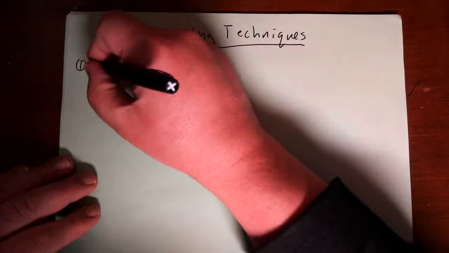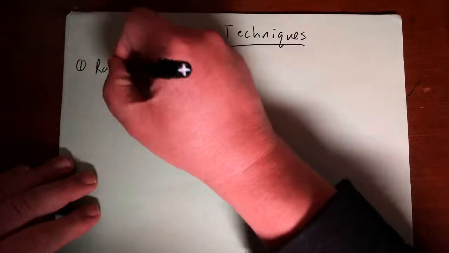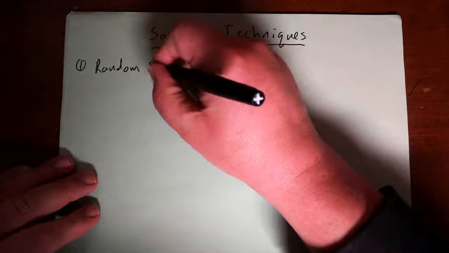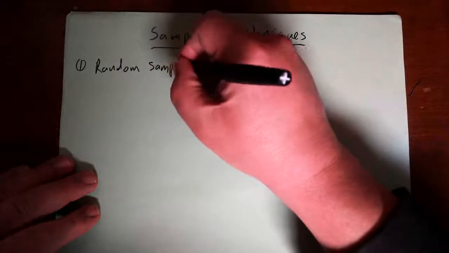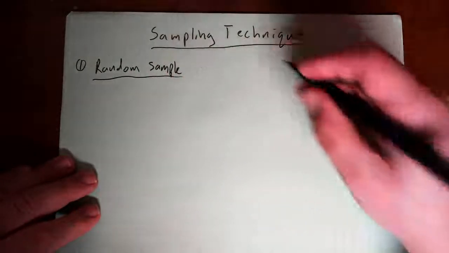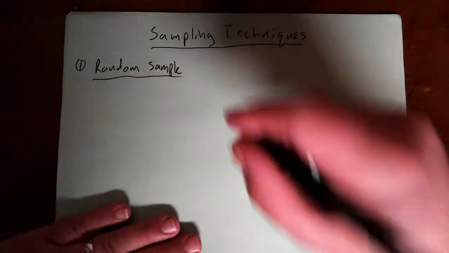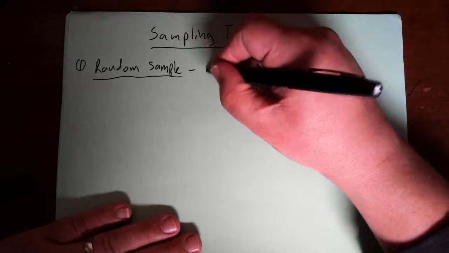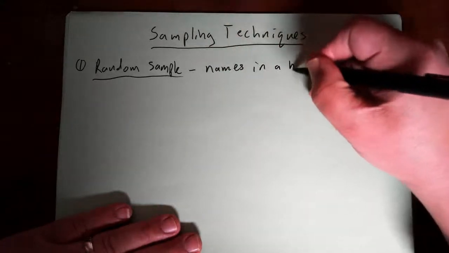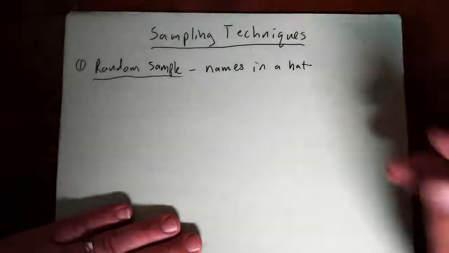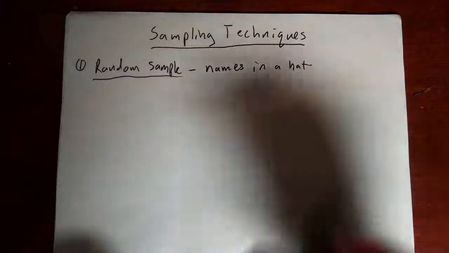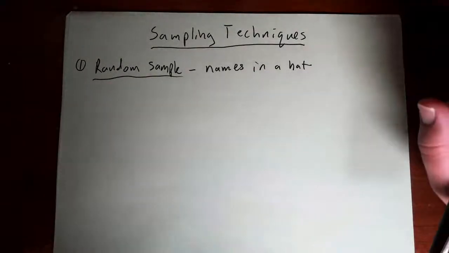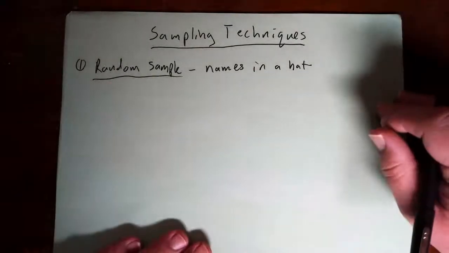So the first one is a random sample. Sometimes it's called a simple random sample, because in a sense all of these are random. And you can think of these as something like names in a hat. This is kind of like when you put all the names in a hat and you just randomly draw out 5 names, and then you got your sample of 5 observations.